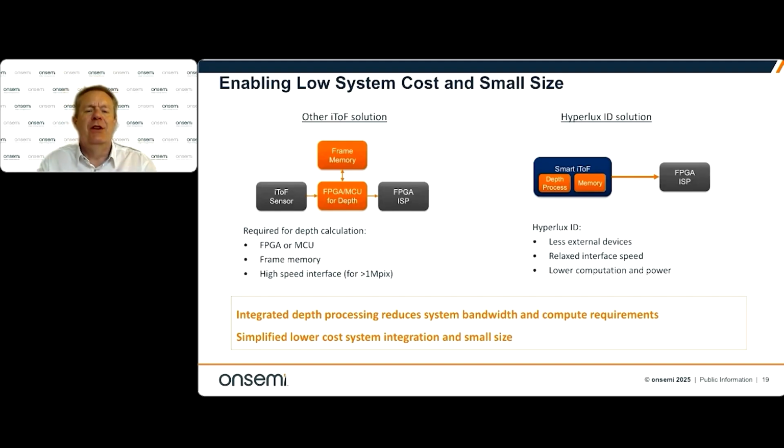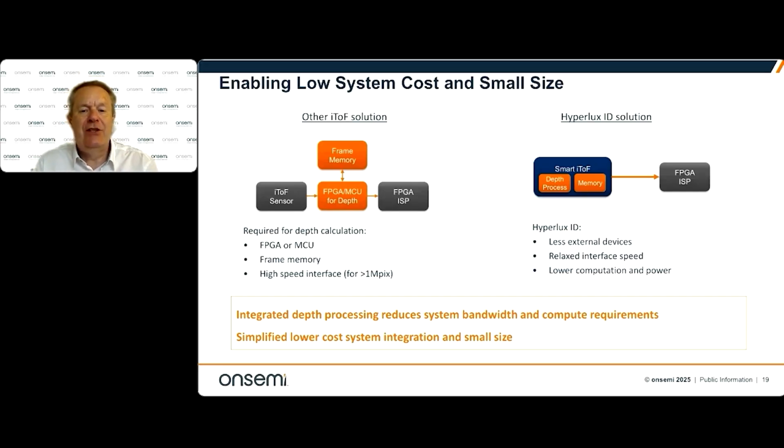Why is that becoming important? So if you are looking at a system today, you're looking at other iToF, you need to have frame memory. Now, I mentioned earlier that we have in-pixel memory, so we don't need to have that external frame memory. The frame memory is an additional cost, it's an additional size, and it's also additional latency. So having this iToF sensor needing the external frame memory is not ideal. You also need to have an external MCU or an external calculation, an FPGA for that depth calculation. And then you need to send that out to the system FPGA or ISP.